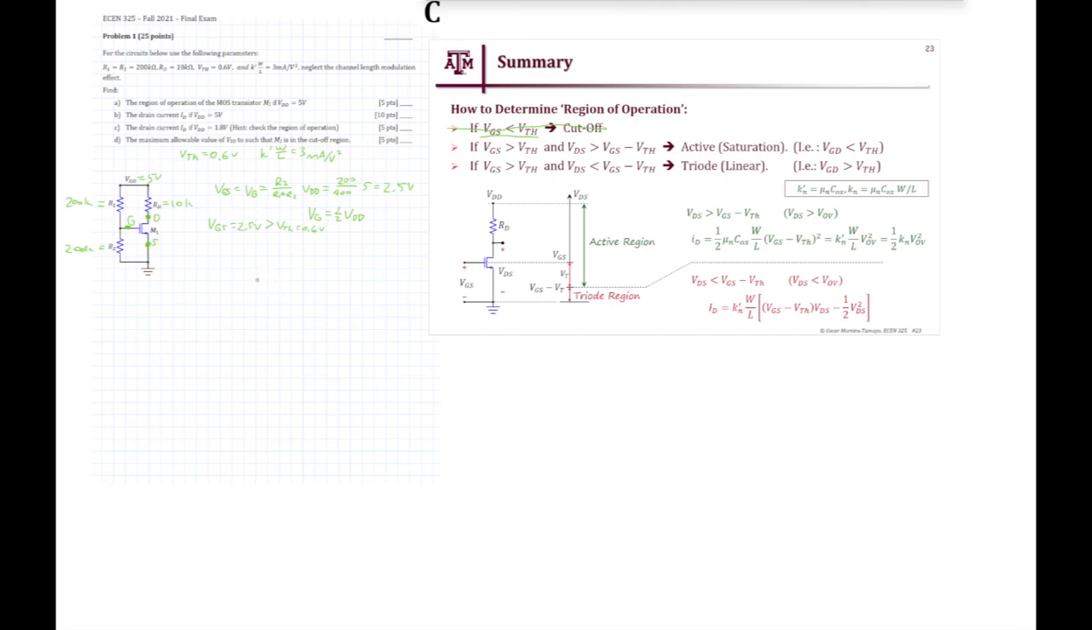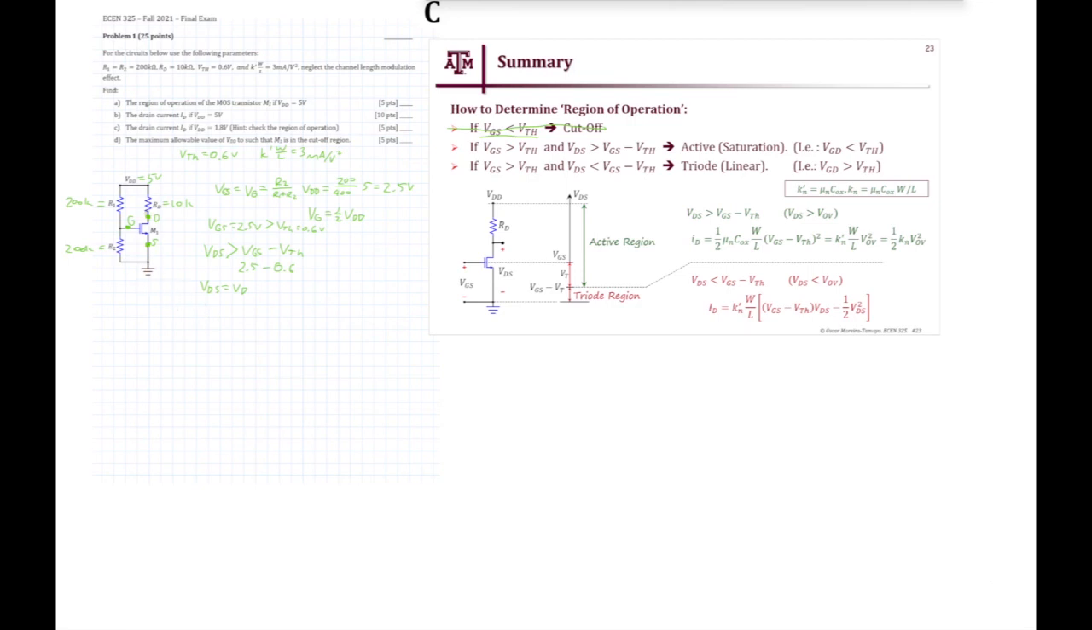Okay, next, let's determine if we are in the active region. We already know that our VGS is greater than VTH. Now we have to determine whether VDS is greater than VGS minus VTH. Our VGS is 2.5 and our VTH is 0.6. So we need to find VDS, which again is equal to VD because our VS value is connected to ground, so that is 0.